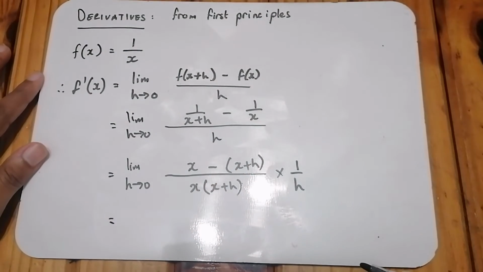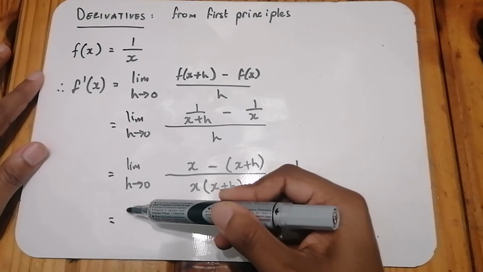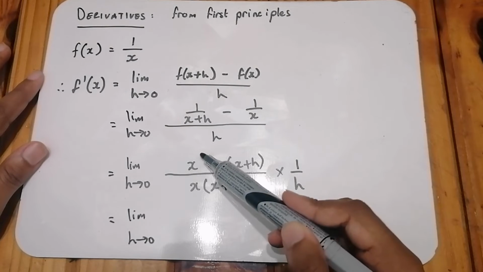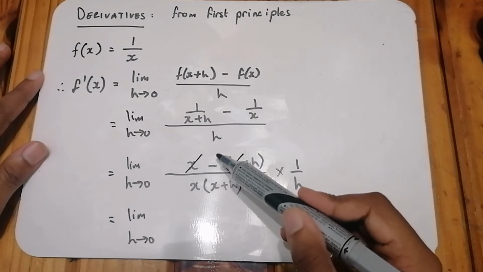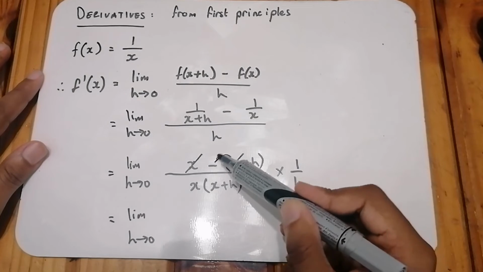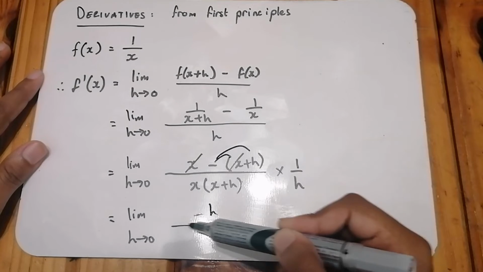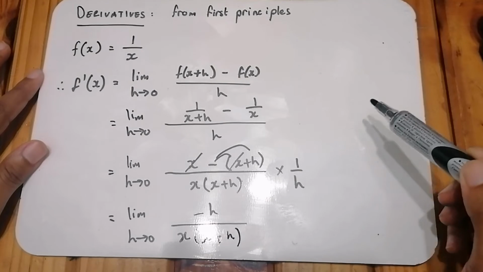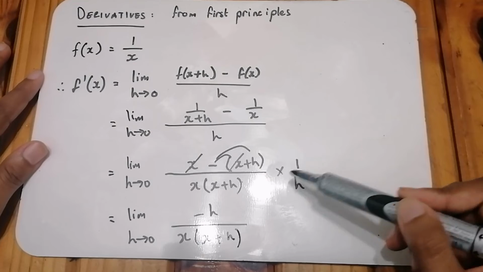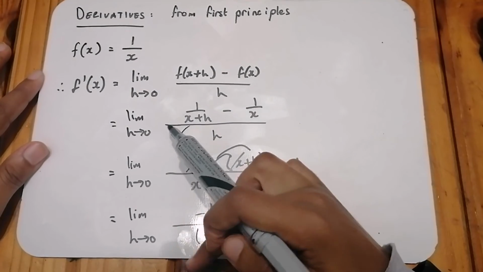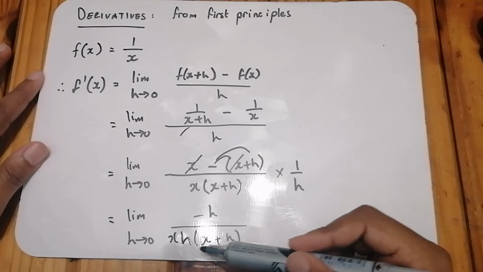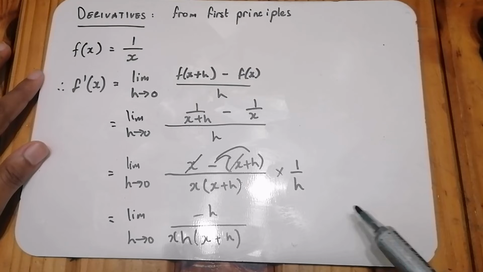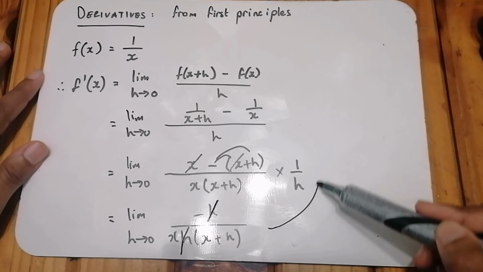Then I multiply the negative out. And then this x will cancel with that minus x, and I'm only left with a negative h on top. Okay, so I have negative h over x times x plus h. Oops, and what about this h here? Let's multiply that to the bottom as well. And so we'll have x times h times x plus h. Cool. So these h's will cancel out.